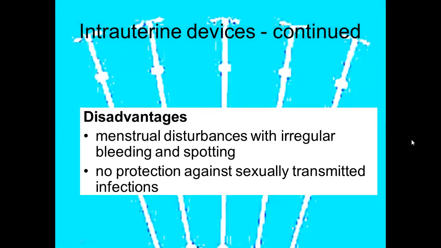Some of the disadvantages: there are some menstrual disturbances with irregular bleeding and spotting. And then there's no protection against sexually transmitted infections, as there is with a male or female condom. Okay, so that then is the end of contraceptives.